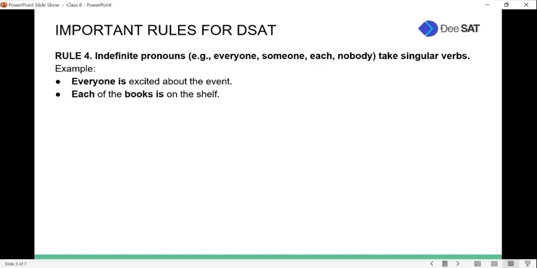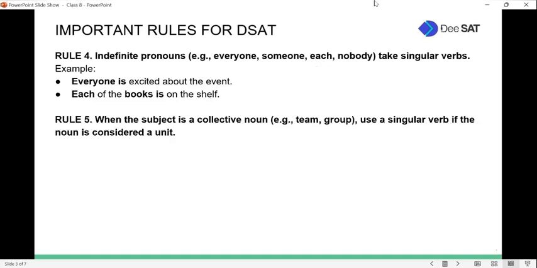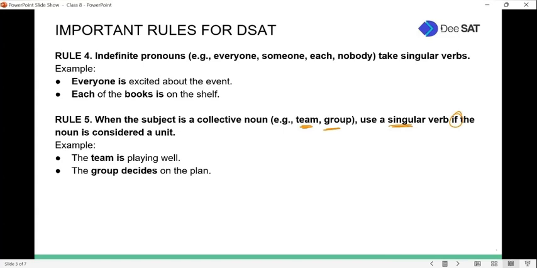Everyone is excited about the event, or each of the books is important or is on the shelf. The next rule is whenever your subject is a collective noun, for example, a team or a group or a committee or a bench or whatsoever, it is used with a singular verb as long as it is considered a single unit, behaving like a singular unit. For example, the team is playing well. So here, the entire team is playing well, or the entire group is deciding on the plan. Thus, respectively, your verbs are also singular.